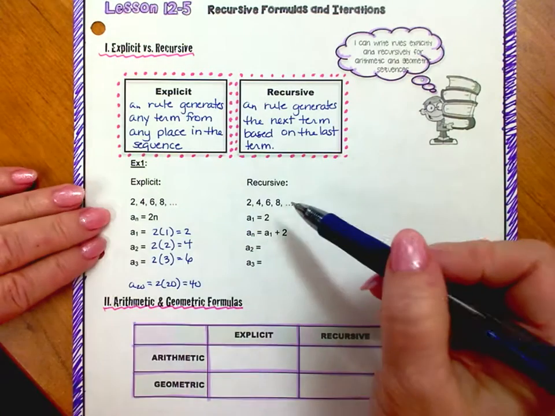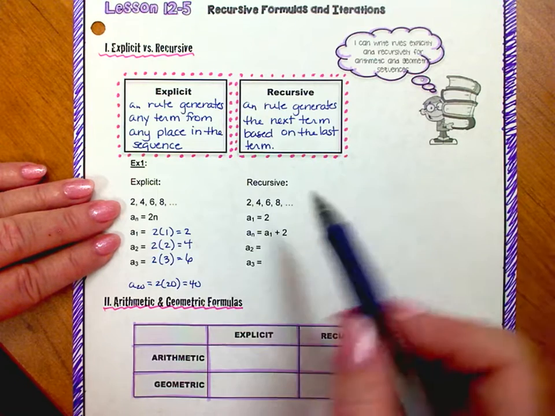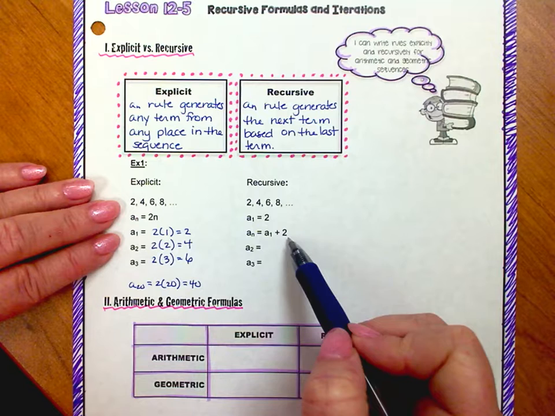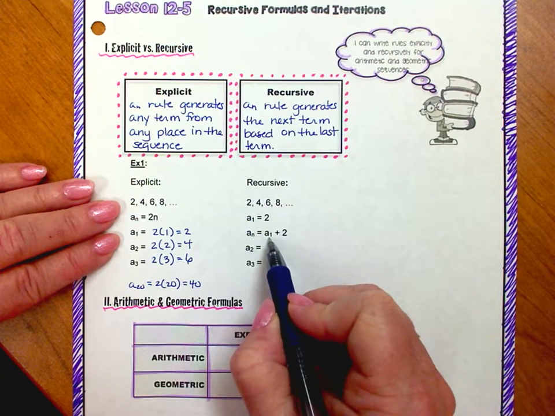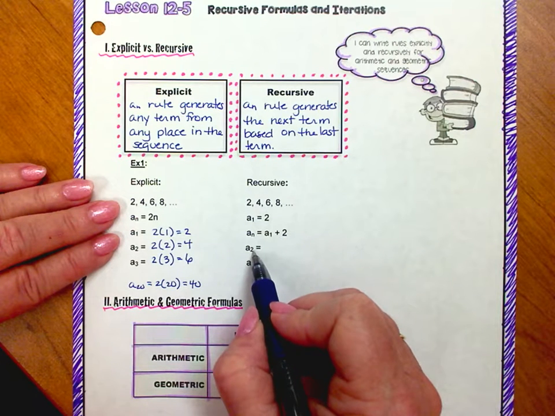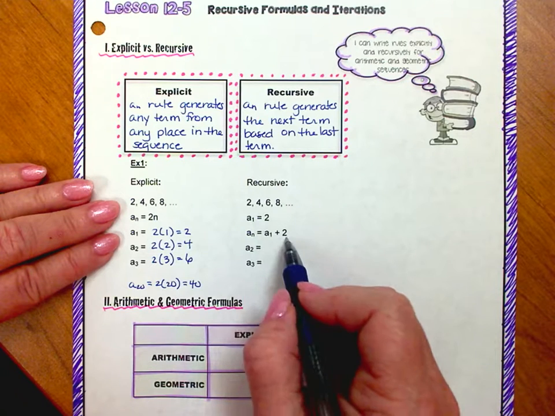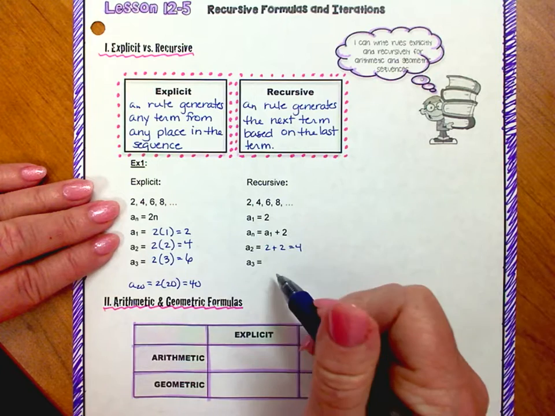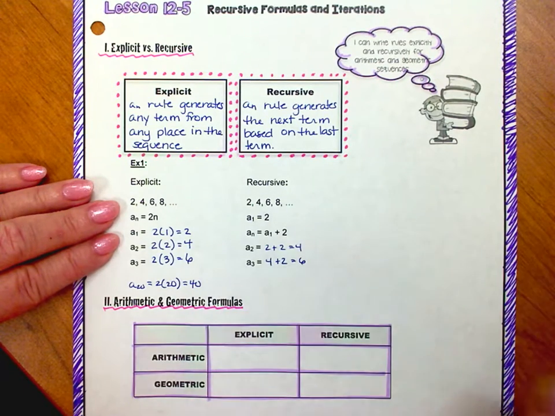Now let's take a look at the recursive situation. With a recursive rule, you're told what your first term is and how to get the next term. So our first term is 2, so we take our 2 and add 2 to it. So our a sub 2 is going to be the last term, which was a sub 1, plus 2. So 2 plus 2 equals 4. Then a sub 3, we take the last term, we say 4 plus 2 equals 6.